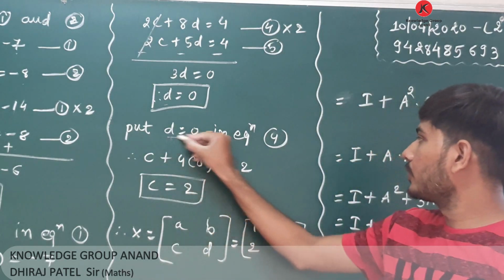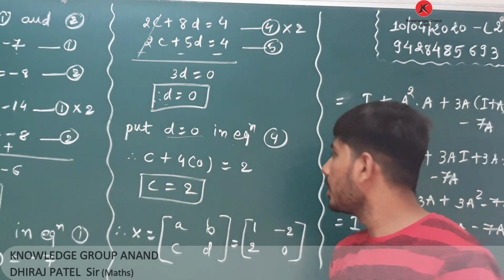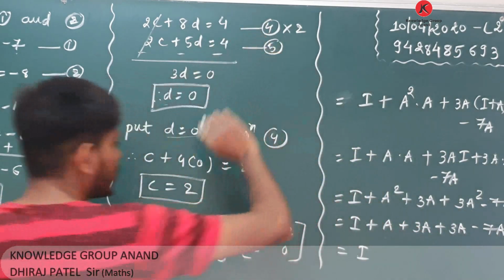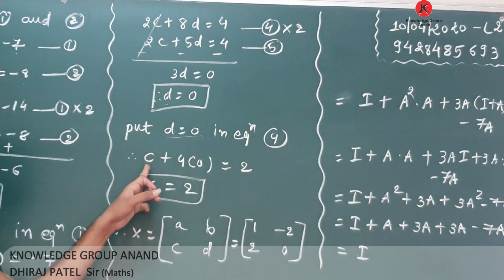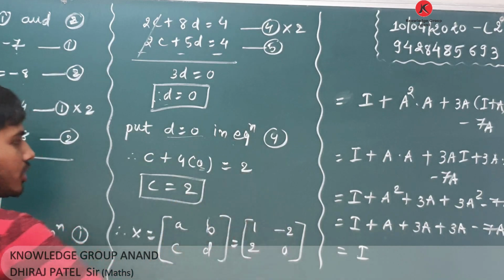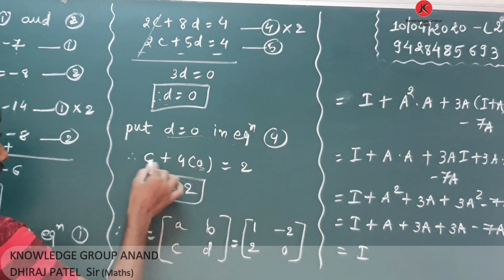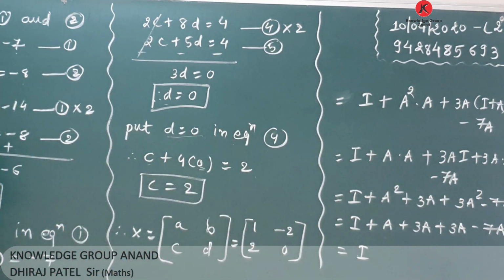Now, put the value of d equals 0 in equation number 4. You can put this value in any of the equations. In equation number 4, I am putting the value of d equals 0. C plus 4 into d, meaning 0, equals 2. Now, this term will be 0. Therefore, the answer is c equals 2.